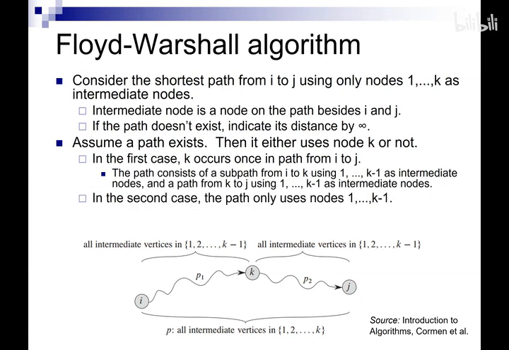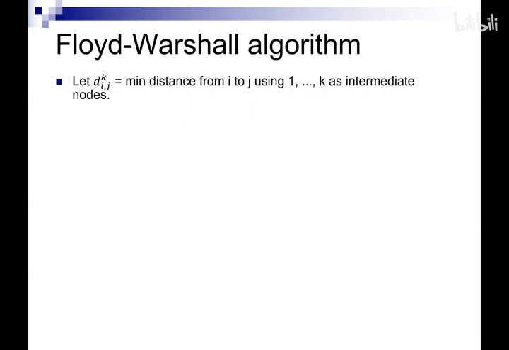Okay, and so that's the first possibility, where you actually go through k on the shortest path from i to j. And in the other case, where you don't use node k, then of course the only nodes you can use are from 1 to k minus 1.